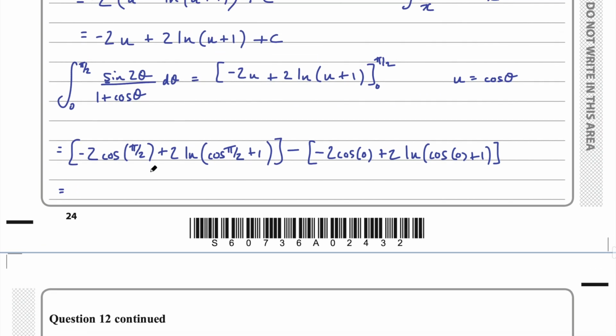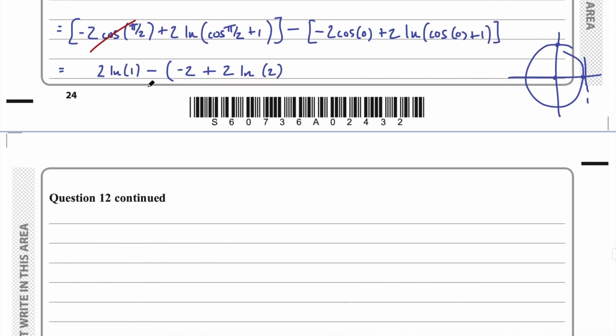Well, the cosine of pi on 2 is 0, right? Remember, think of your unit circle, the cosine at pi on 2 here. If you think of the cosine as the x value, that's 0. The cosine at 0 is 1. That's 1 there. So this should hopefully evaluate to something fairly simple. -2 times 0, well, that will cancel out. This will be 2 times the log of 1. So let's just write that in. This will be 2 times the log of 1. 0 plus 1 is just 1. And then this is subtract -2 times the cosine of 0, which was 1. So this will be -2 plus 2 times the log of 1 plus 1, which is 2.